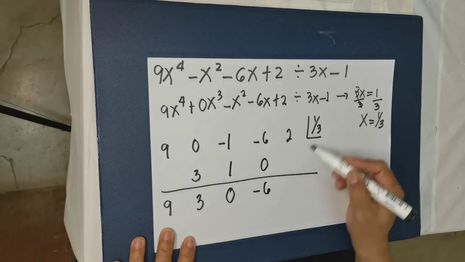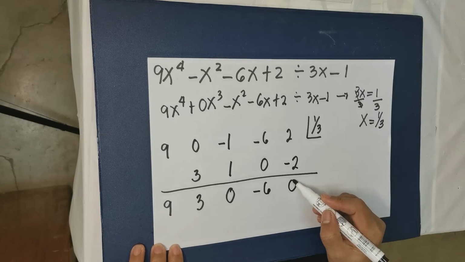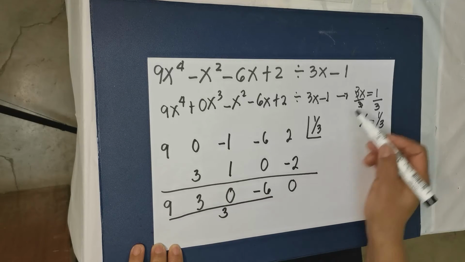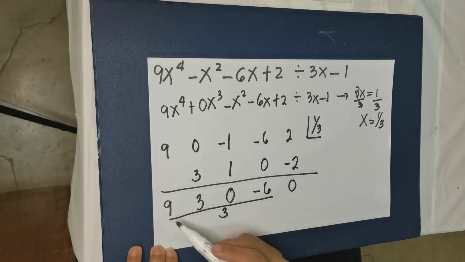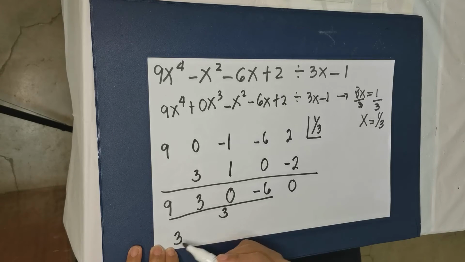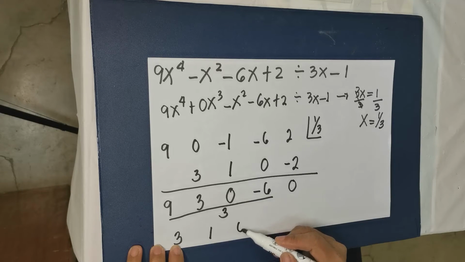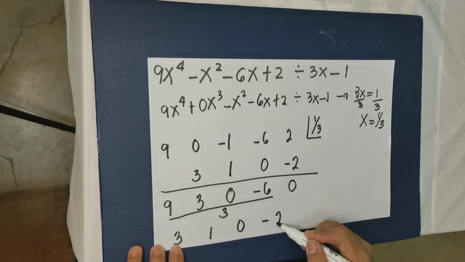Negative 6 times 1/3 is negative 2, and 2 plus negative 2 is 0. Again, we need to divide this term by 3 because 3 is the numerical coefficient of our divisor. So, 9 divided by 3 is 3. 3 divided by 3 is 1. 0 divided by 3 is 0. And negative 6 divided by 3 is negative 2.